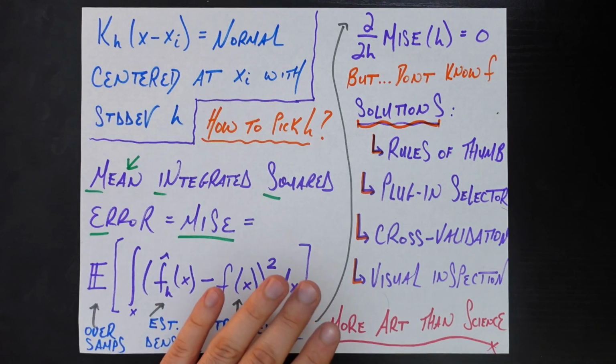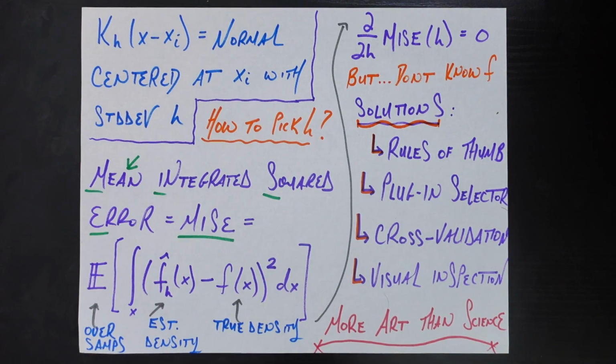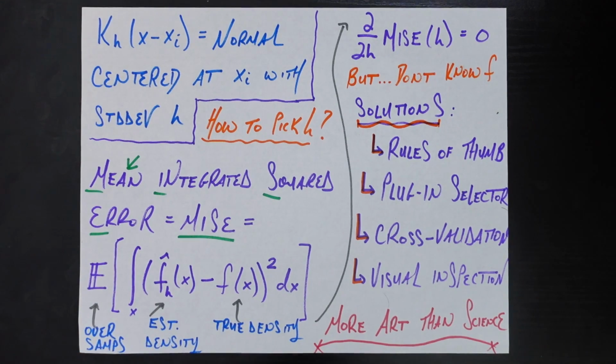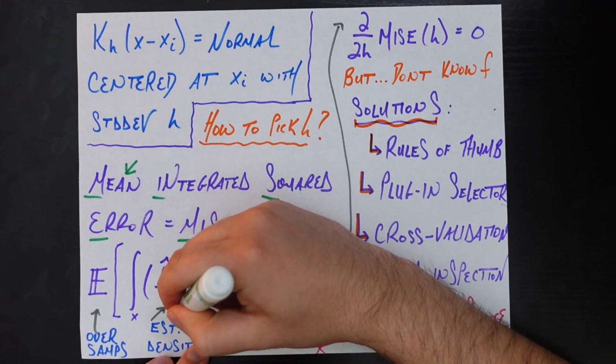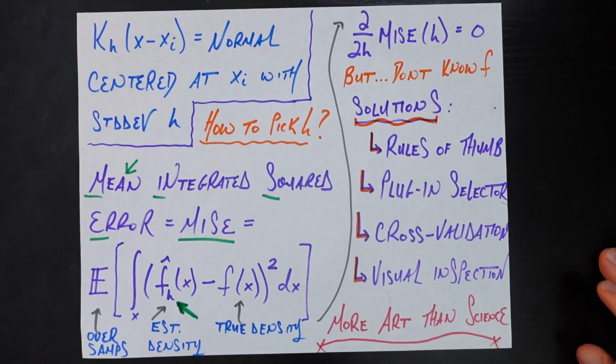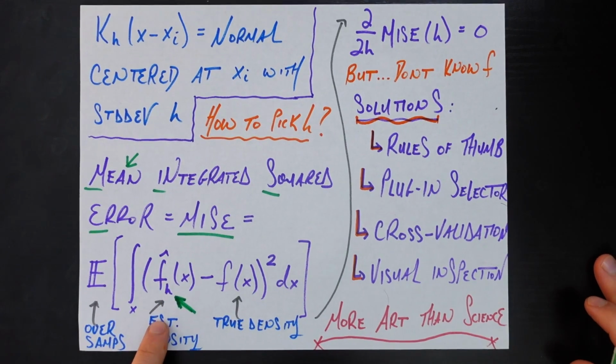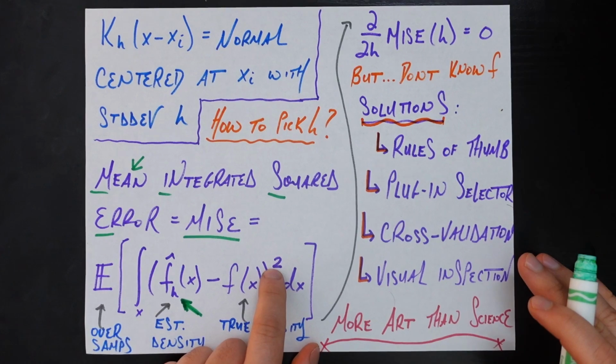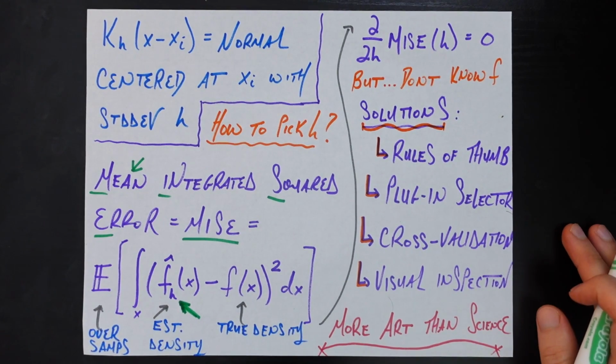So in a nutshell, what MISE is capturing is the expected overall error by using a kernel density estimator of bandwidth h, and how that gives us an estimate of the overall probability density that is close or far from the actual density, the actual probability density of the whole population.